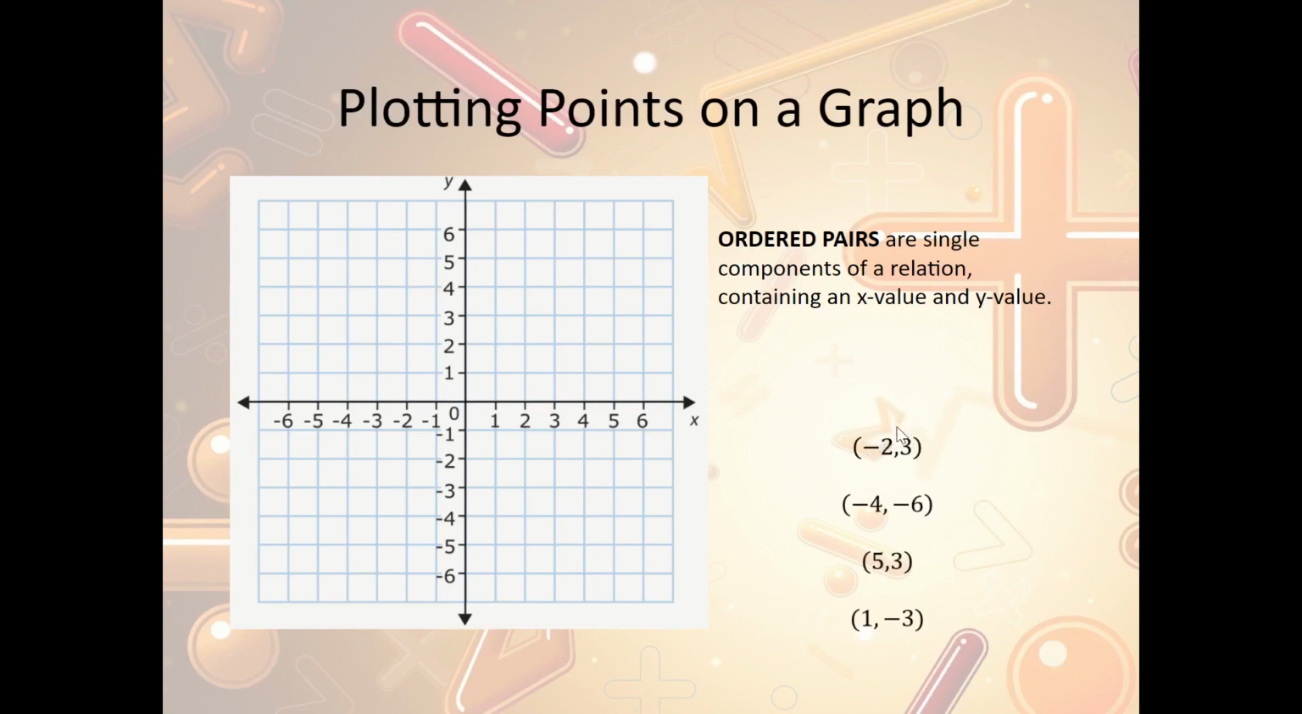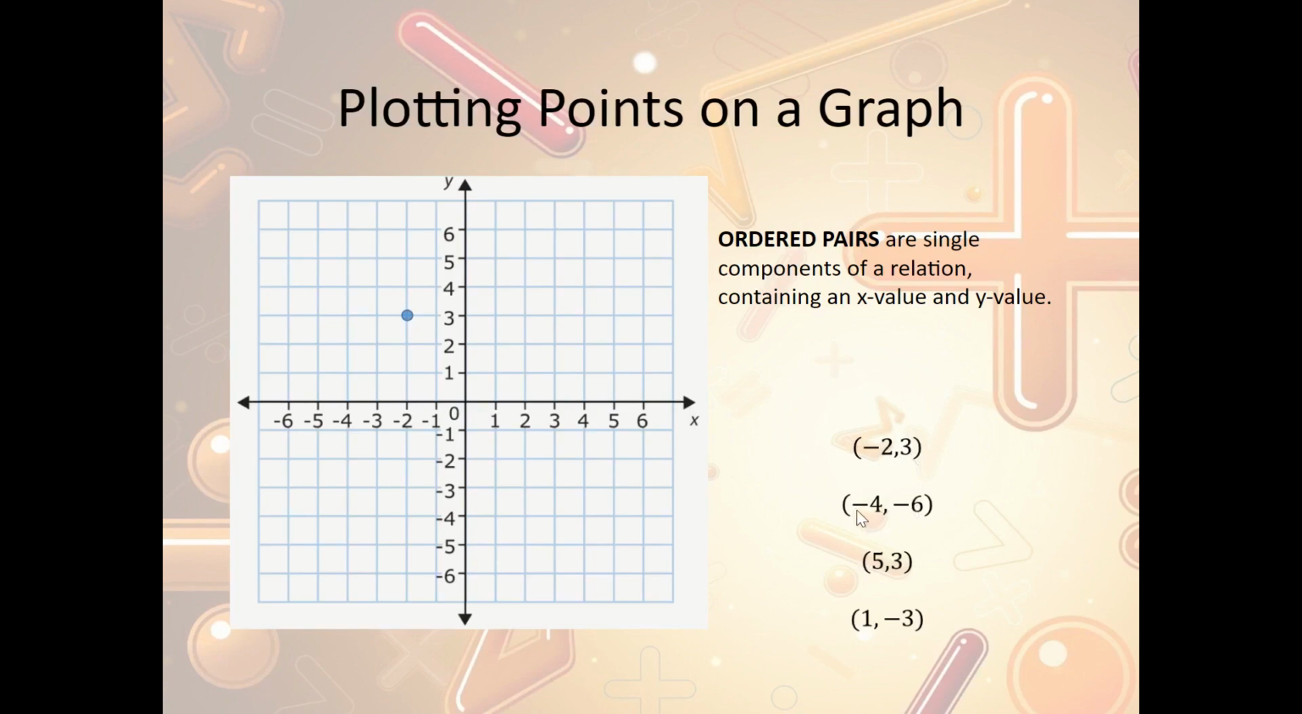If you have trouble remembering that, just remember that they go in alphabetical order. So x, then y. So my x is -2. So I'm going to go along the x-axis and find -2, which is here. And my y is 3. So I'm going to go along my y and go up to 3, right there. And I'm going to plot my point. That represents -2, 3.